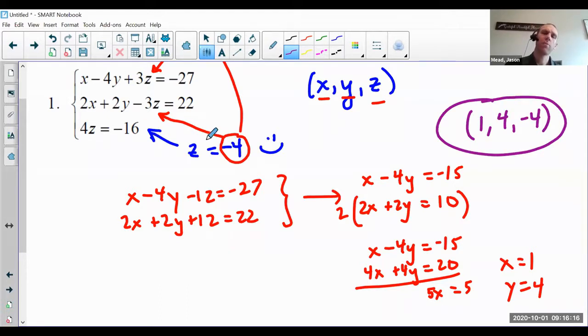So this problem is way easier than most of the 3x3 systems you're going to get, but it kind of shows you the goal. The goal is to get the thing to look like a 2x2 system because we know how to solve those. If we can get one of the variables to go away and make it look like a 2x2 system, then it's not that big of a deal. Questions before I move on to the last problem we're doing today?